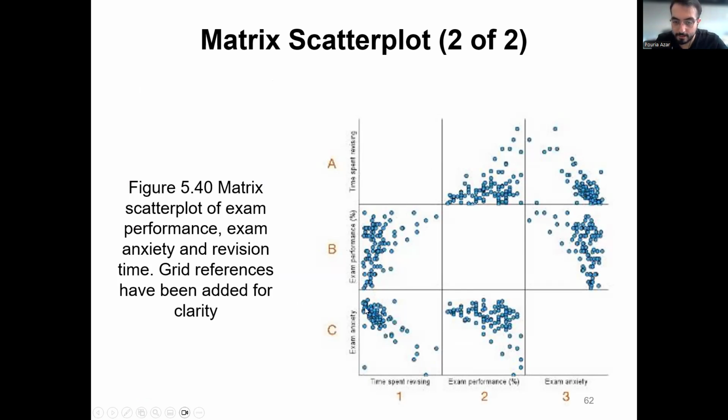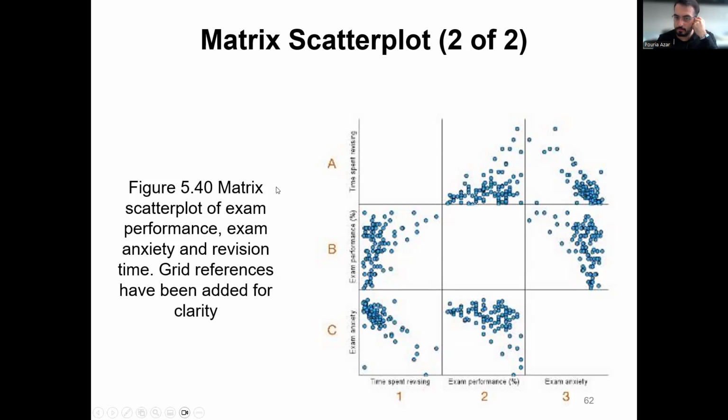This is very similar to a correlation table, and we will talk about that in the correlation chapter. So we have A, B, C as my rows and 1, 2, 3 as my columns. A1 says time spent revising, and again, time spent revising. I don't have any data point here because I'm comparing the variable to itself. For row B and column 2, again, there is no data point because I'm comparing exam performance to exam performance, so it doesn't make sense to have a data point there.